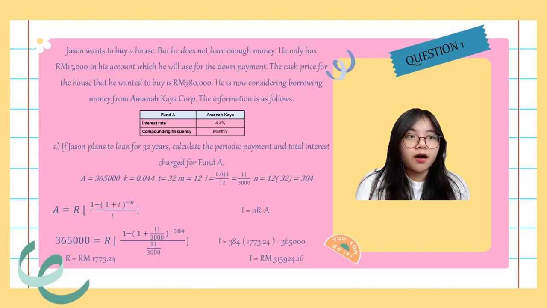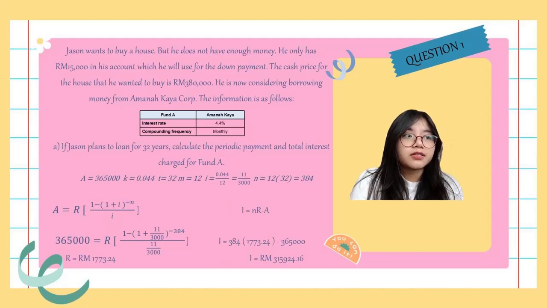365,000 equal to R open bracket 1 minus open bracket 1 plus 11 over 3000 close bracket power of negative 384 over 11 over 3000 close bracket. So the answer for R is 1,773 ringgit and 24 cents.